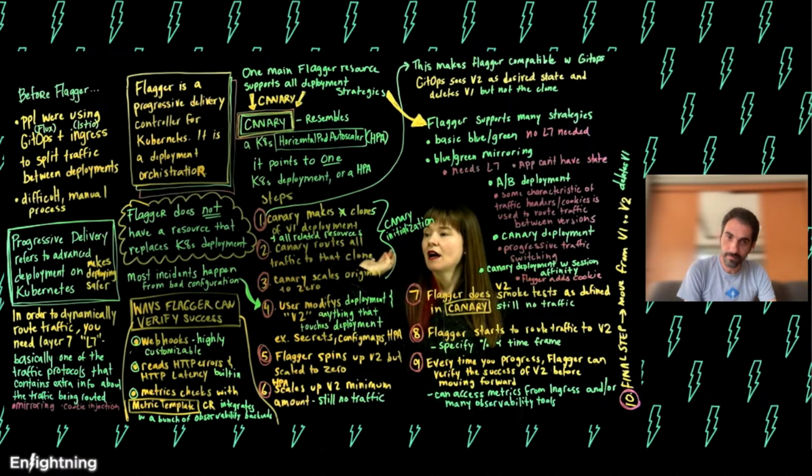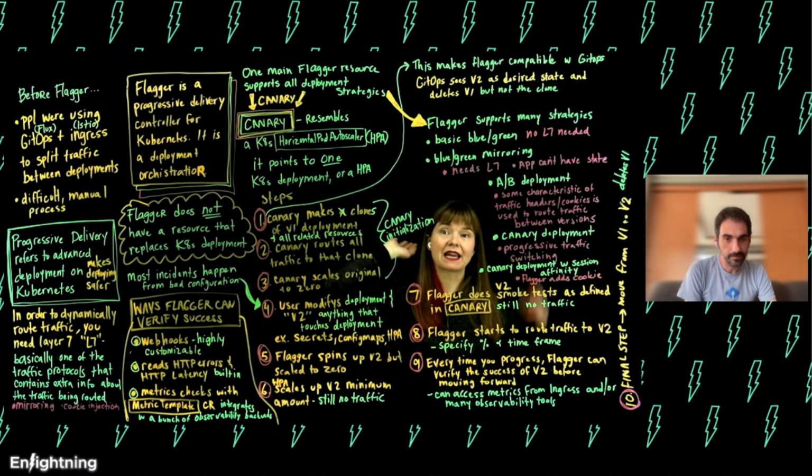I'm going to skip that for now. So there's one main, I'm sure plenty of Flagger custom resources, but the one main one where you define your advanced deployment strategy is called a canary resource. So you said it resembles a horizontal pod autoscaler, and it points to one Kubernetes deployment or a horizontal pod autoscaler. So then we go through some steps.